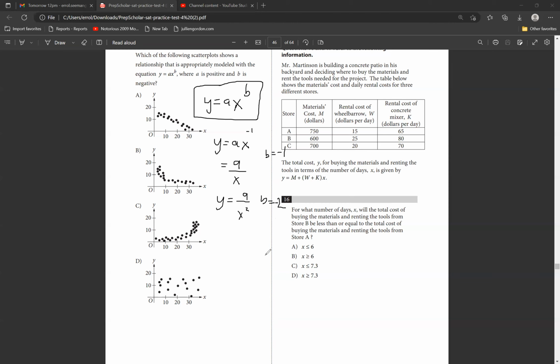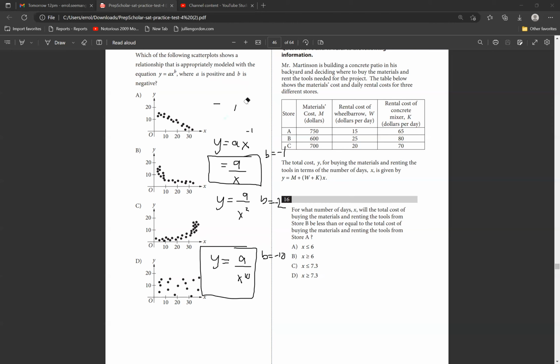Now look, if B is negative 10, the output's going to be y equals A over x to the 10th, right? This is way smaller than the first one, right? So that's why I'm thinking it's A, because the 10th dot would be way smaller, down to the right way more than the first or second dot. I'm thinking A. Let's check that one.